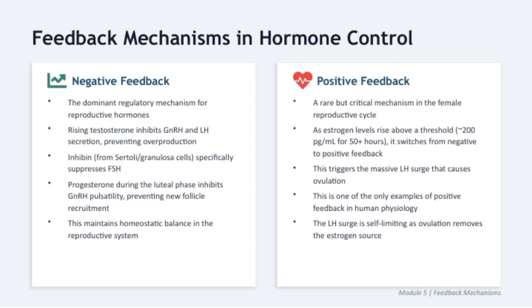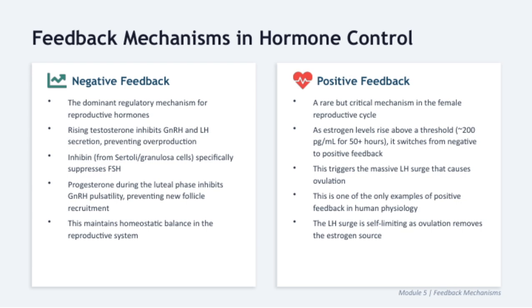Now, let's take a closer look at feedback mechanisms in the female reproductive cycle. Although they are relatively rare, they are absolutely critical for proper regulation. One of the most important examples is what happens when estrogen levels rise above a certain threshold, roughly 200 picograms per milliliter for over 50 hours. When this occurs, the feedback loop switches from negative to positive. This switch is what triggers a massive surge in luteinizing hormone, or LH, which ultimately causes ovulation.